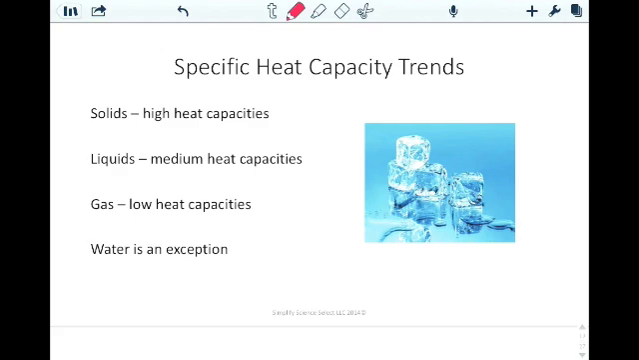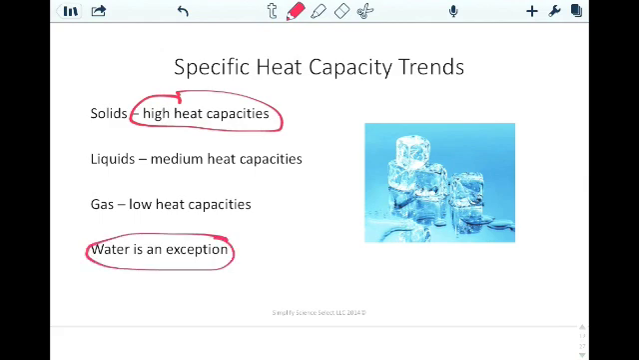Specific heat capacity trends. Solids have high heat capacities. Liquids are about medium heat capacities. Gases are very low. Water is the exception to this. Water is definitely the exception. It has a very high specific heat, and it allows for us to transfer a lot of energy to it. This is how basically your body cools itself with sweat, because water takes so much energy to heat up, so that all your energy from your heat is being transferred into that water and it cools you down.